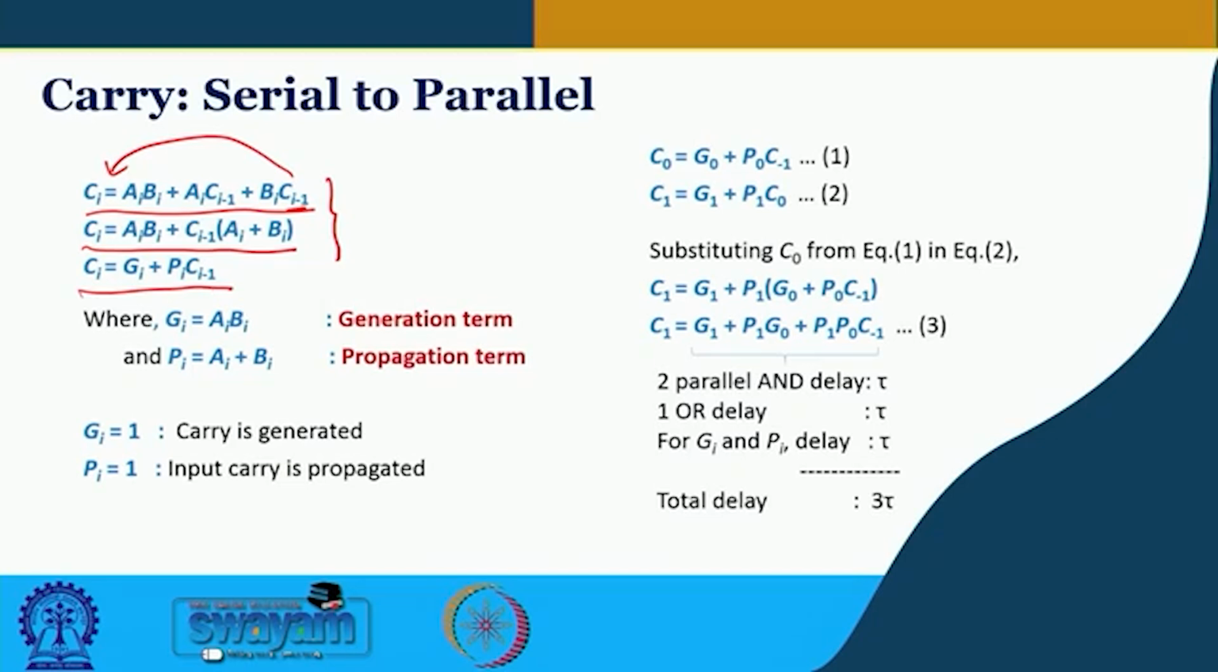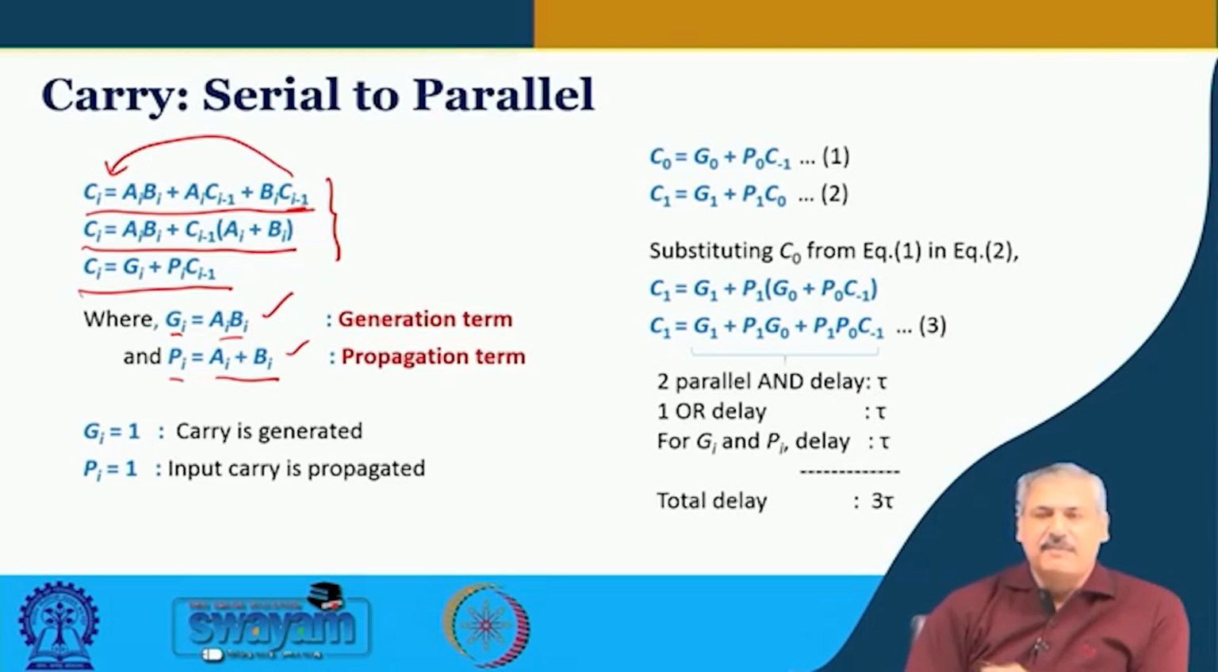Okay. So, it is easier for notation purposes also. Every time we do not need to write two variables. So, one is G I, which is A I B I, another is P I, which is A I plus B I. One is obtained by an AND gate after one basic gate delay, another is obtained by a 2-input OR gate after again one basic gate delay. Now, the first one is called the generation term, and the second one is called the propagation term.